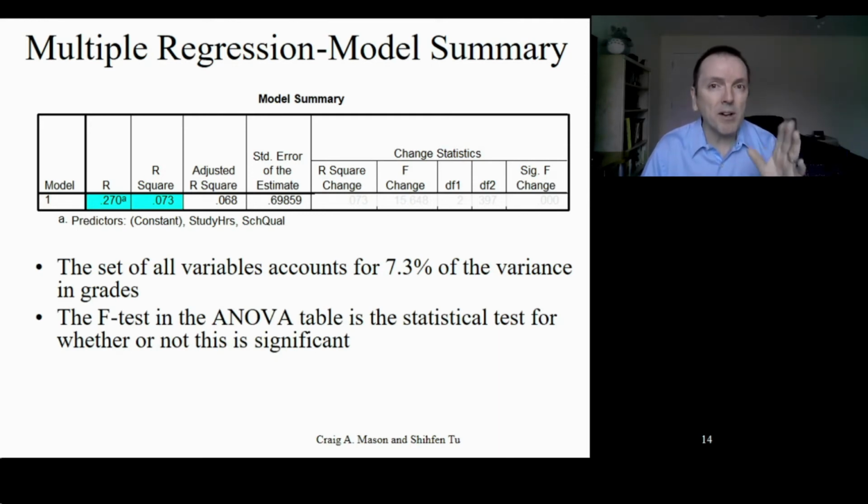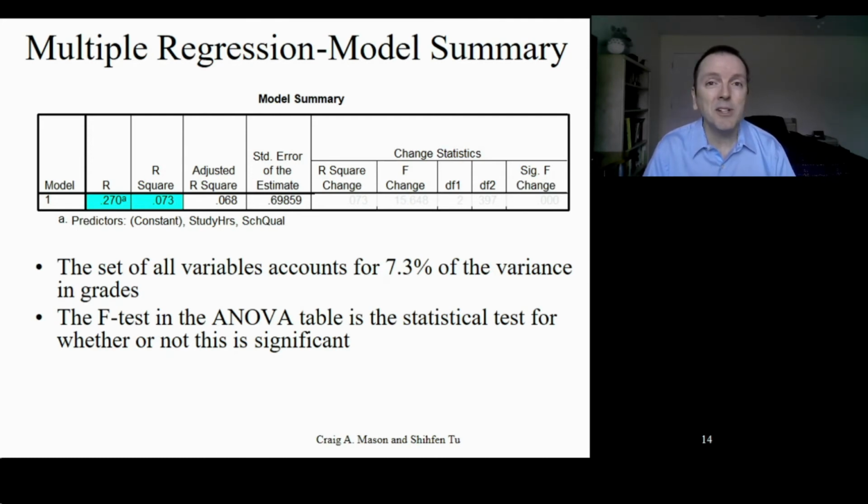Now this is important. The F-test in the ANOVA table is the statistical test for this r squared value. They go hand in hand. Together, the model summary table and the ANOVA table would let us report that our r squared of 0.073 is statistically significant, with an F with 2 and 397 degrees of freedom equal to 15.648 and a p-value less than 0.001.